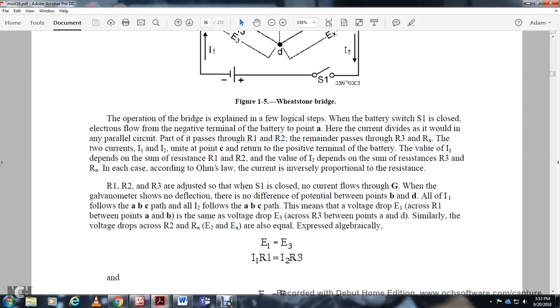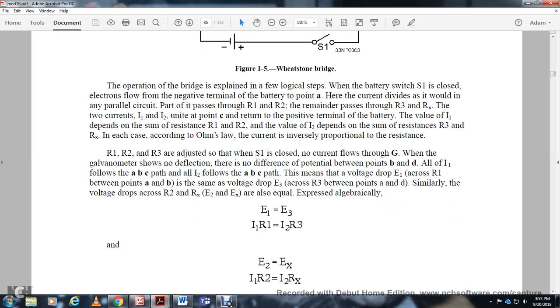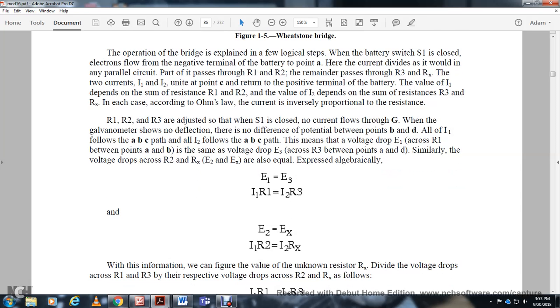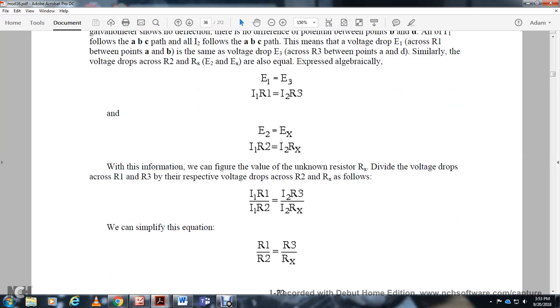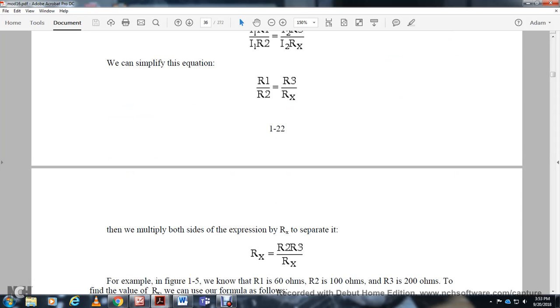Expressed algebraically, voltage 1 is equal to voltage 3, so I1 times resistor 1 is equal to I2 times resistor 3. Likewise, voltage 2 is equal to voltage X, so I1 times resistor 2 is equal to I2 times resistor X. With this information you can figure out the value of the unknown resistor X. I1 R1 over I1 R2 equals I2 R3 over I2 RX, and you can simplify the equation: R1 over R2 is equal to R3 over RX. We multiply both sides of the expression by RX, giving RX equal to R2 times R3 over R1.